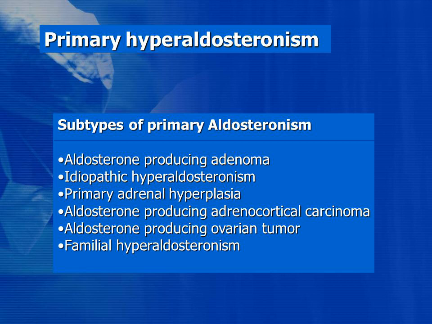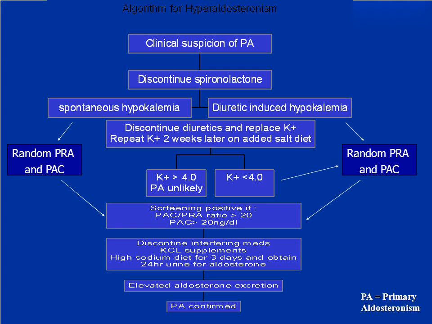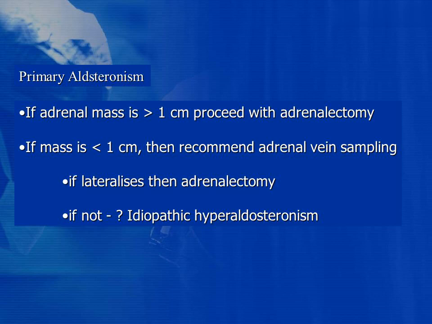Subtypes of primary aldosteronism: aldosterone-producing adenoma, idiopathic hyperaldosteronism, primary adrenal hyperplasia, aldosterone-producing adrenocortical carcinoma, aldosterone-producing ovarian tumor, familial hyperaldosteronism. Random PRA, plasma aldosterone concentration. PA equals primary aldosteronism.